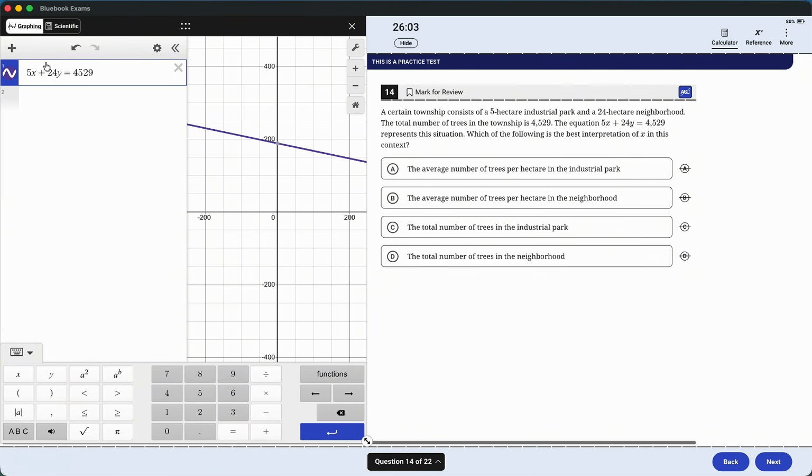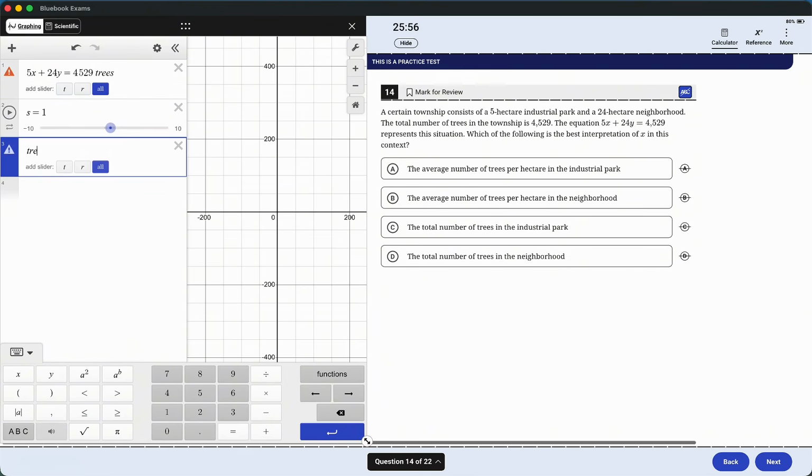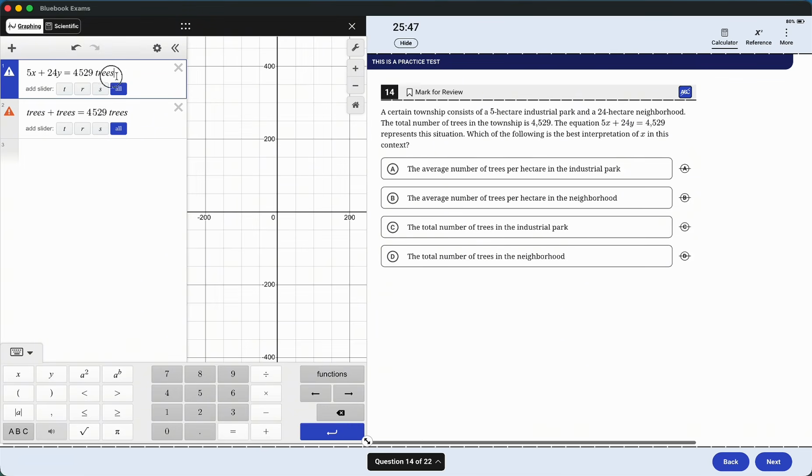The most important thing in this kind of problem is what this number here equals, right? And it was trees. The reason that's important is that the only way this makes sense is if I do something like this: trees plus trees equals 4,529 trees, right? If this thing has units of trees, this is the only way this makes sense. You can't have bushes plus, I don't know, benches equals trees, right? They have to be trees. So what is 5x? 5x is trees. 24y is a total amount of trees, right?